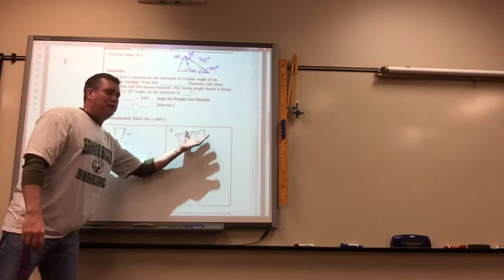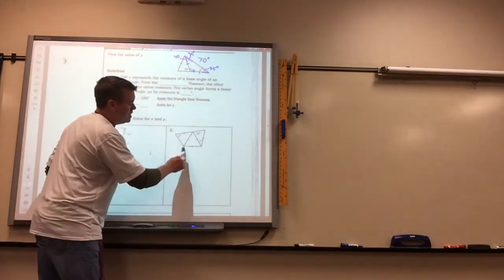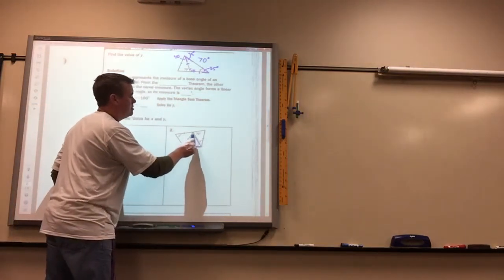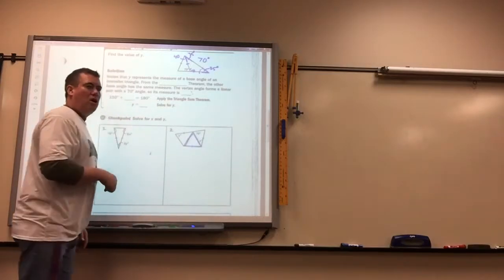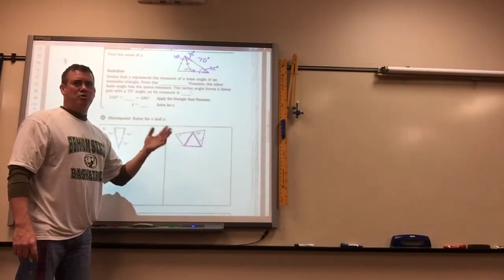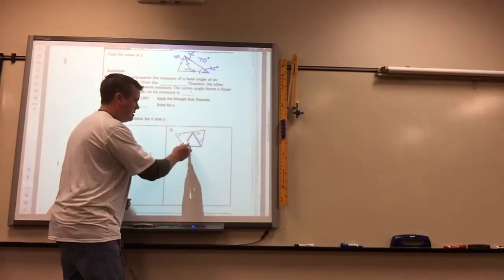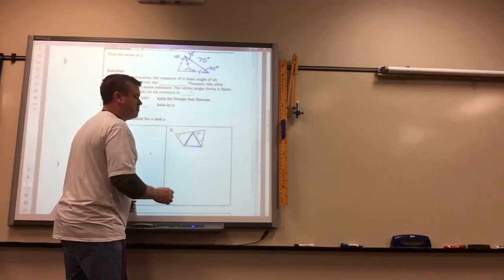So this one, there's a little more work to do, but anytime you see an equilateral triangle, all three sides are the same, so that means all three angles are the same. So what are the angles always going to be in equilateral triangles? 60, 60, 60, because they have to add up to 180.